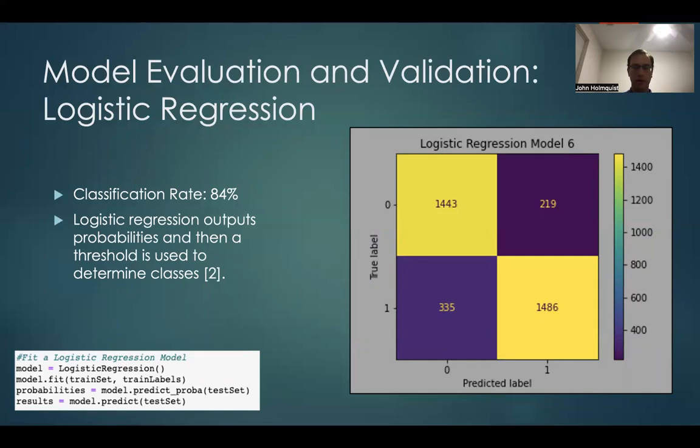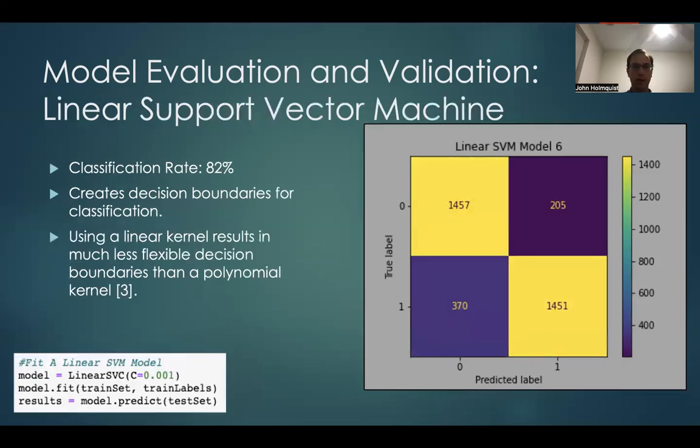The first model I'm going to show is logistic regression. The way that works is it outputs probabilities, and then it uses a threshold to determine the different classes. A pretty common threshold is 0.5. But for classification, this got a classification rate of 84%. Then I also did a linear support vector machine with a classification rate of 82%.